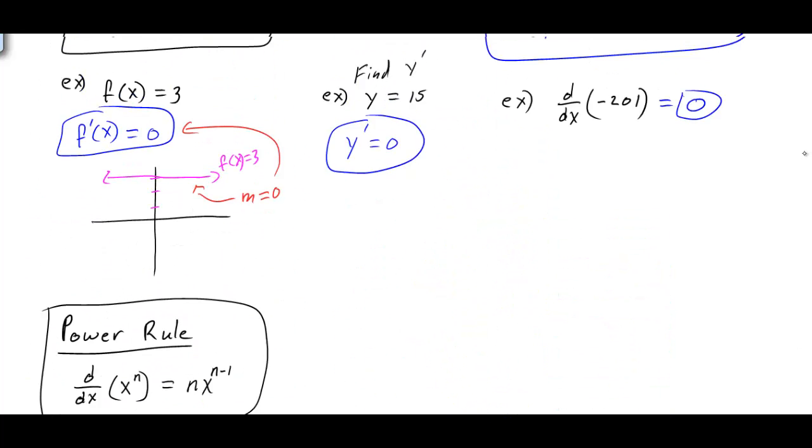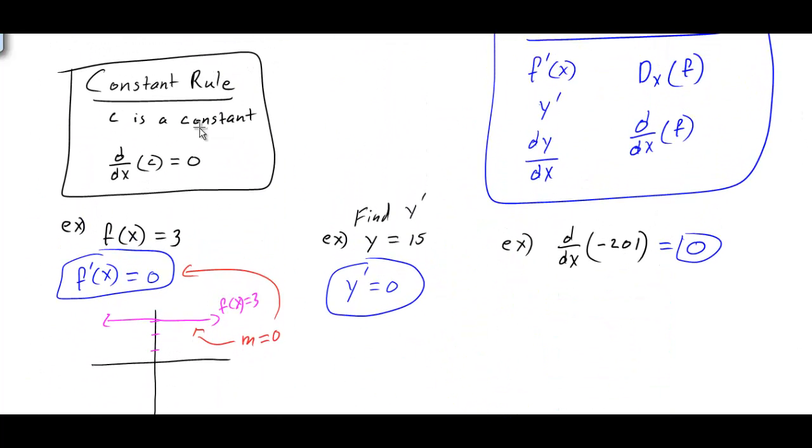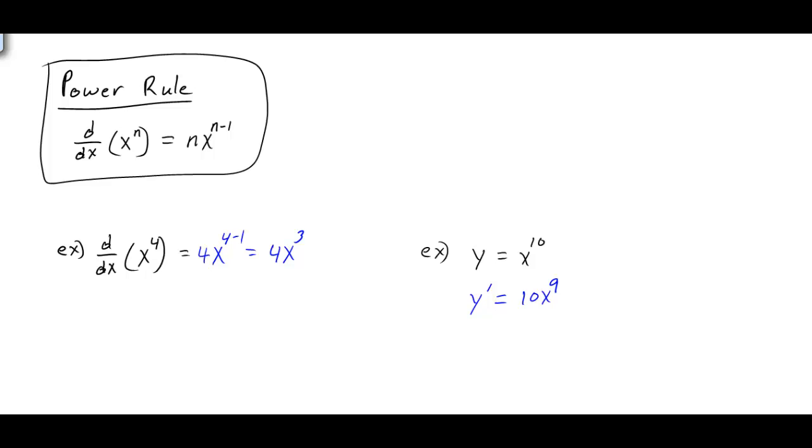So if we quickly review here, once again, the constant rule: the derivative of a constant, because you simply have a horizontal line, your derivative or the slope is always simply going to be 0. Power rule: if you have a variable raised to an exponent, you simply multiply the variable by the exponent and subtract 1 from the exponent.